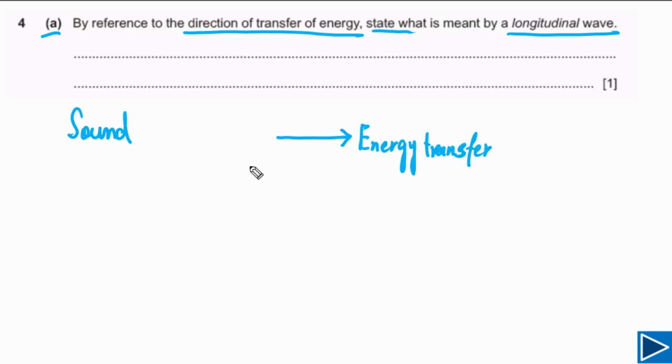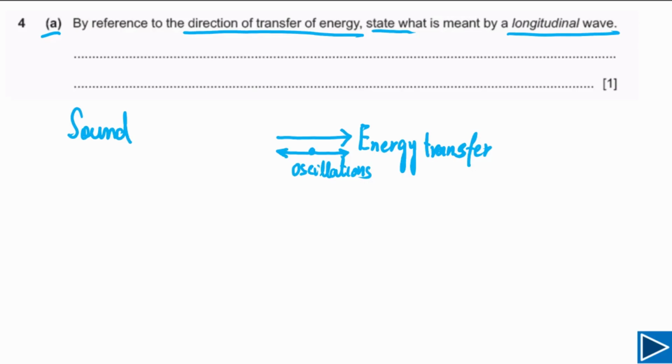Now we need to consider oscillations of medium particles. So if I take one medium particle, let's say this is one medium particle, how will this medium particle oscillate? This medium particle will oscillate to the right and it will oscillate to the left. So this is how a medium particle will be oscillating. From here simply we can say the oscillations and energy transfer, they are parallel. So this is what you need to write down. So these are oscillations, and oscillations and energy transfer are parallel to each other. And that's all you need to write down for this question.